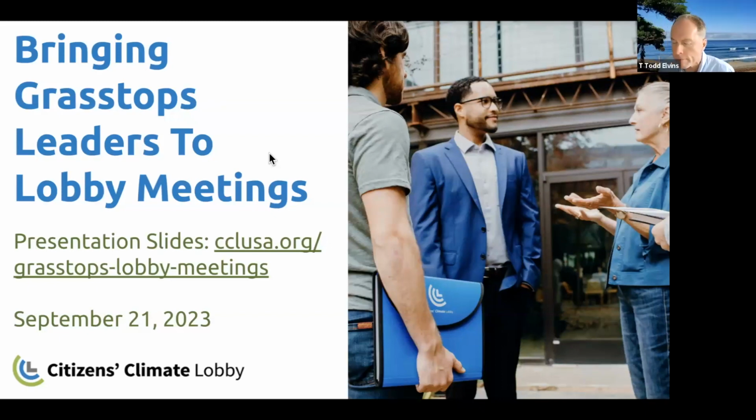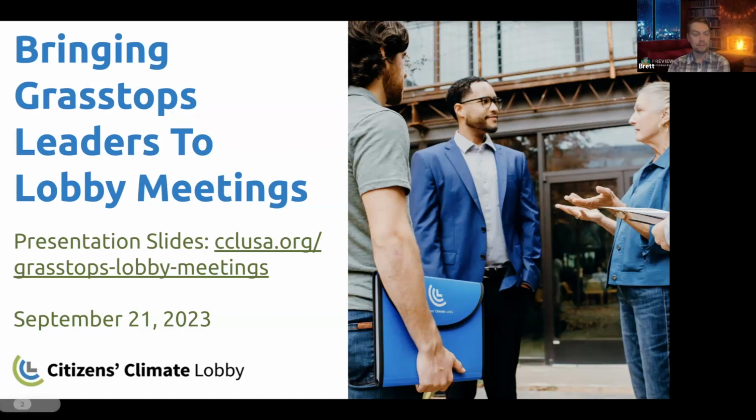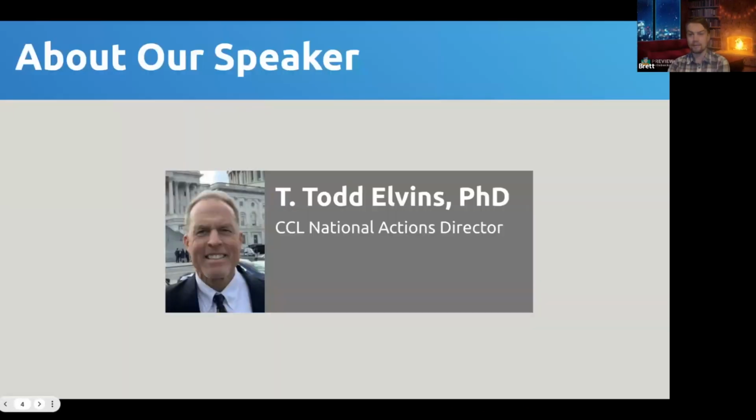We're going to join CCL National Actions Director Todd Elvins for a training that's going to walk you through the process of how to bring community leaders to your lobby meetings and highlight the support that they have for CCL's policy agenda from our local community on both sides of the aisle. We'll provide some specific examples of other group success stories, and we'll remind us all that starting with community leaders in your direct network, as well as those that you know have already endorsed, is likely to be the most efficient and effective way to get started.